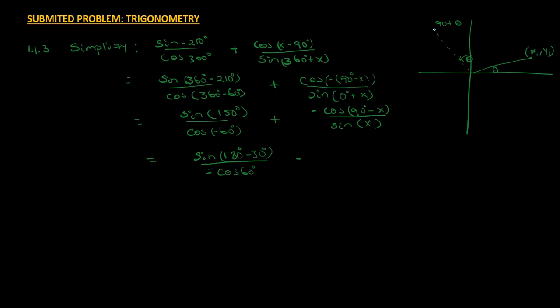What happens when I rotate a total of 90 degrees plus theta? Well, what happens is that what used to be my y value now becomes my x value, and what used to be my x value becomes my y value, only that the y value is negative. Can you see why that happens? So that is why we have negative.